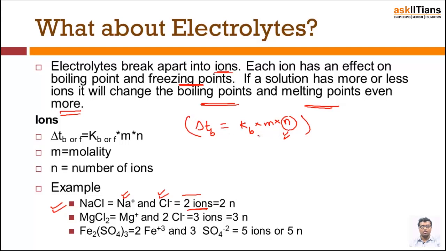So, if your non-volatile solute is an electrolyte, the change in boiling point will be proportional to the number of ions. For example, MgCl2 will split into Mg2+ and 2Cl-, so 3 ions. So, now the N value will be 3. Fe2(SO4)3 will have 2Fe3+ and 3SO4 2-, so it will be 5 ions. So N will be 5. So boiling point elevation will be directly proportional to the number of ions into which the electrolyte splits.